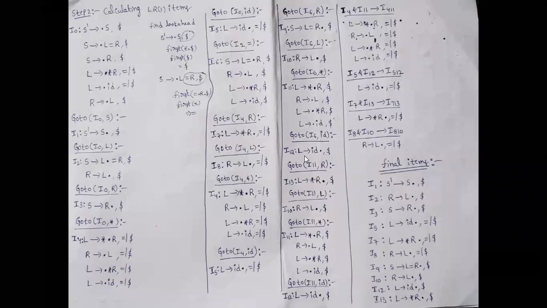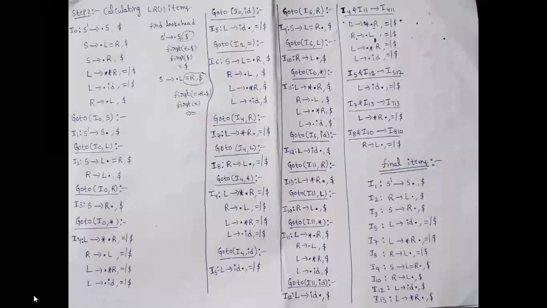Calculating LR of one items in CLR parsing and LALR parsing is the same. The difference in CLR and LALR is that we can combine the states with a new state name. Why? Because the look aheads are different. Then we are combining those states into new states.